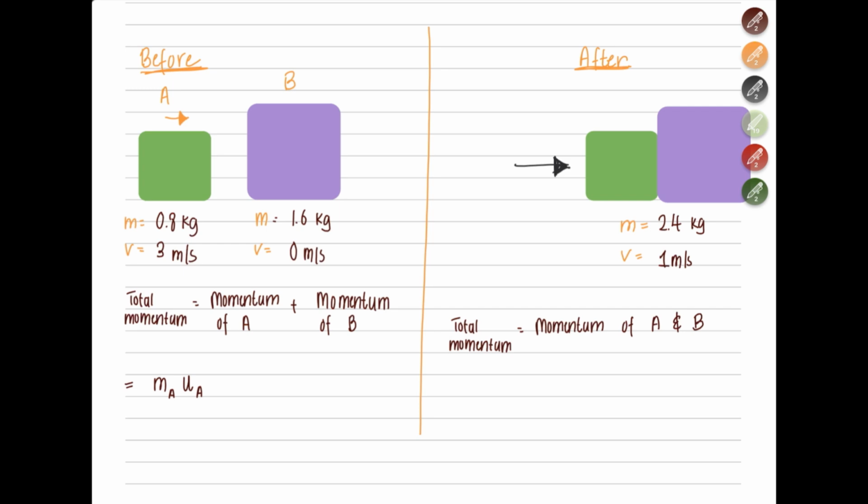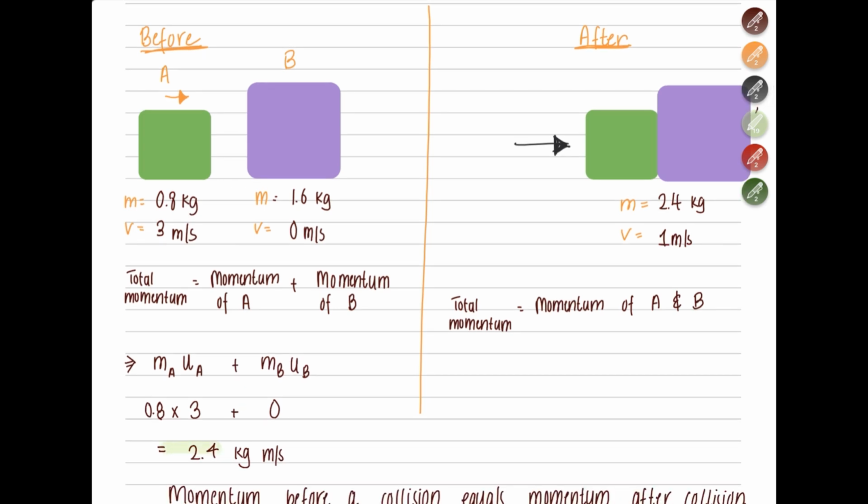U means initial velocity, so this is initial velocity plus MB UB. So M is going to be 0.8 multiplied by 3 plus 0. We get 2.4 kilogram meter per second. So that's our momentum before collision. Okay, now let's find out the momentum after collision.